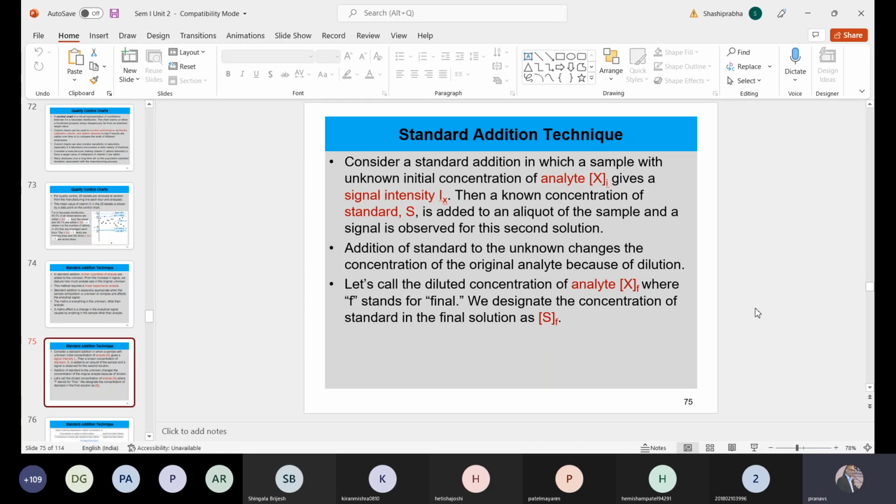we also consider the fact that the added standard gets diluted when it is added to an unknown volume. This is important. ठीक है? Addition of standard to the unknown changes the concentration of the original analyte because of dilution.